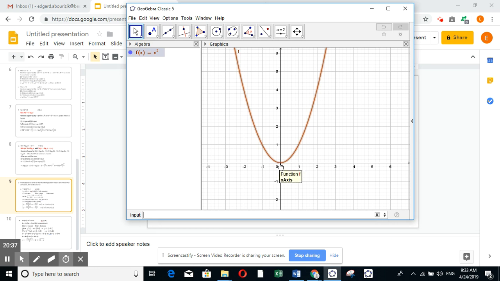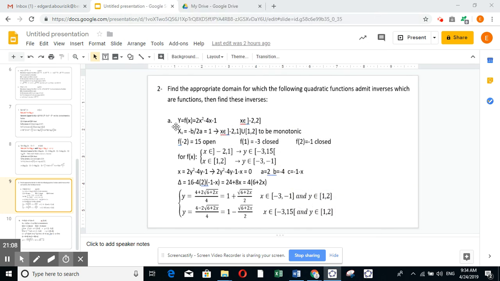We're going to search for the vertex, like here in this example, (0, 0). We're going to take the right of 0 and find its inverse alone, then the left of 0 and find its inverse alone. So when we have an equation of second degree, because it's not one-to-one, we find the vertex and split the domain into two parts, to the right of the vertex, where it is monotonic, and to the left of the vertex, where it is also monotonic. Then we find the appropriate domain and the inverse.